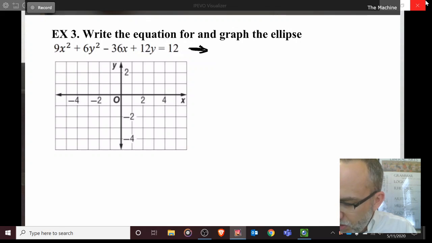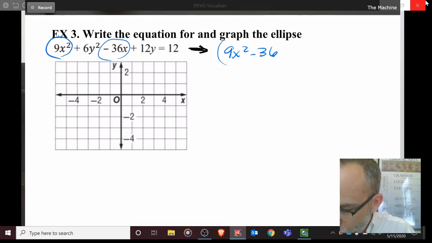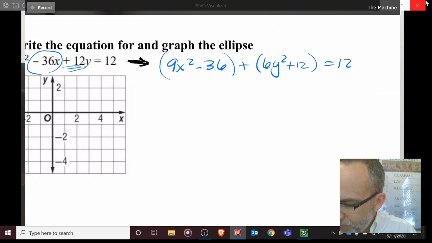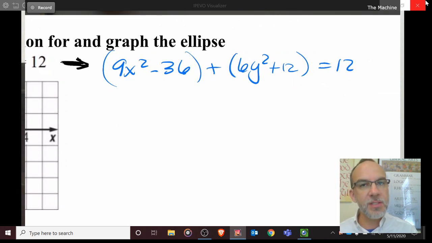So let's change over to blue. And I'm going to group the x's together. So it's going to be 9x squared minus 36 as a group, and then plus the y group. The y is going to be 6y squared plus 12 as a group is equal to 12. Okay? Now, let me work with this just a little bit. I'm going to have to complete these squares, but I need a leading coefficient on x squared and y squared of 1, which means I'm going to have to factor out the 9 and the 6. Let me show you what I mean.